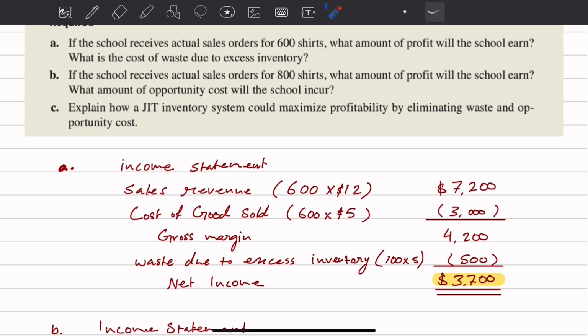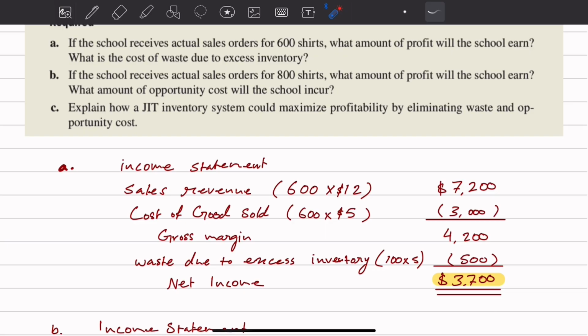So if they somehow manage to implement a just-in-time inventory system, that would help them in that they will not need to bring too much inventory, so they would not incur some costs that are associated with that. So they will eliminate the inventory holding costs, okay? And also they will eliminate any opportunity cost that might happen, because there will not be any opportunity cost. If they get orders for 900, they will have these t-shirts ready per order just in time, and they will meet all of the orders, okay?